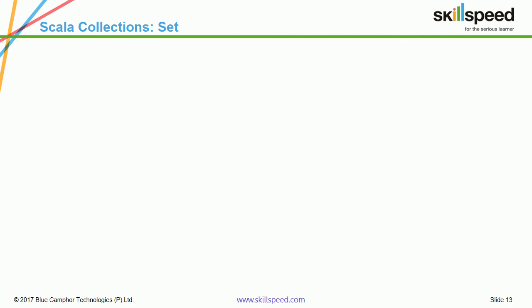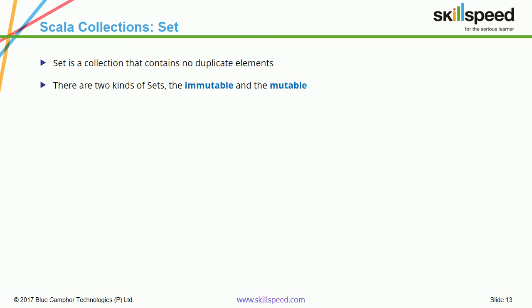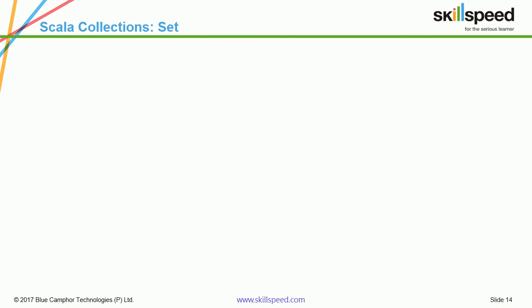The next type of collection that we have in Scala is called set. Now set is another collection that contains unique elements, and the operations on set are based on set theory. You can have immutable and mutable sets. Scala uses the immutable set by default. In order to create a set, use the word Set.